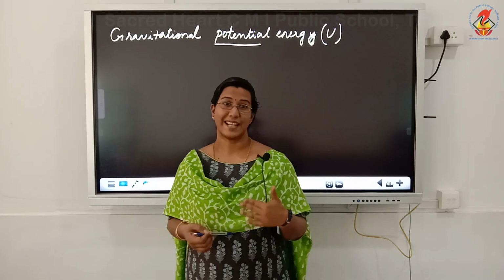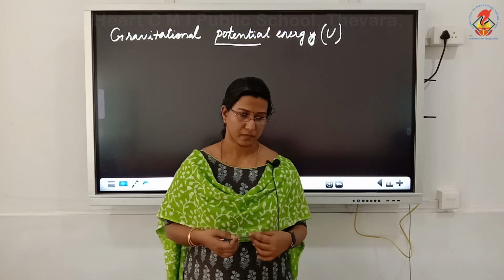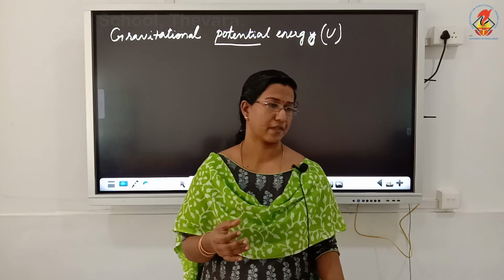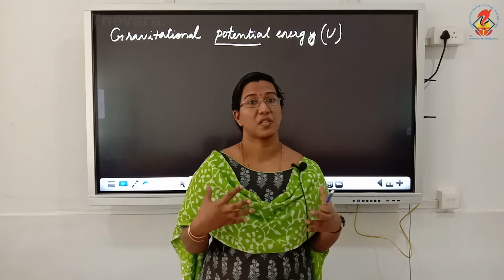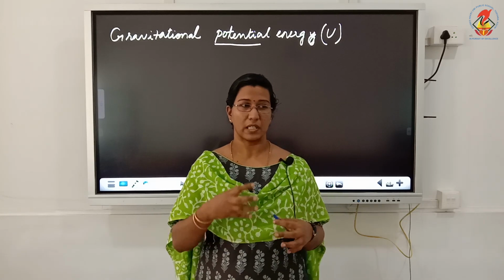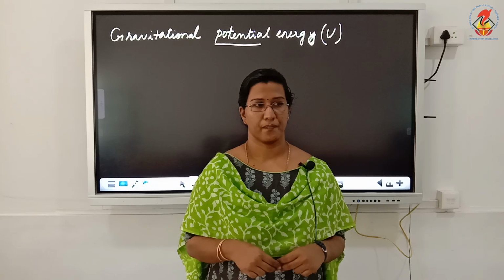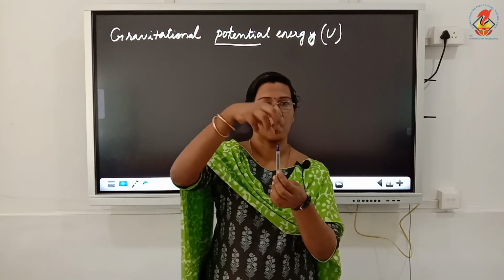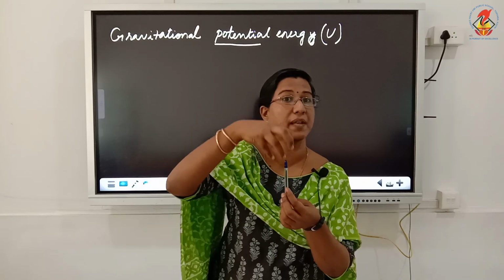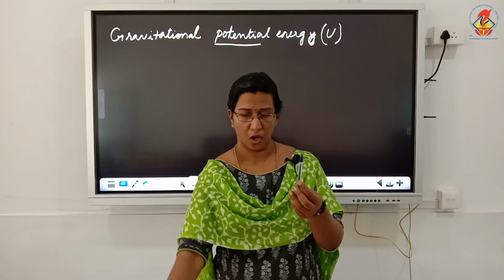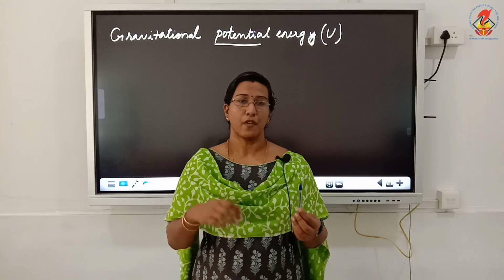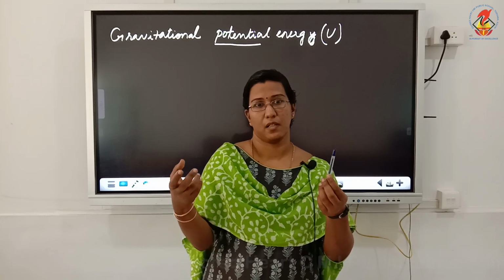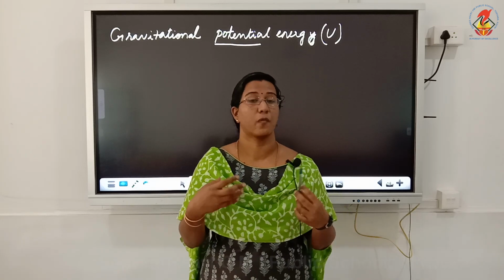So what is gravitational potential energy? Now if there are two objects placed at a particular distance, definitely there will be a force of attraction between them, so it possesses a kind of potential energy. If you take an object, it has a region around it where the force of attraction can be experienced, and I have kept another object close to it. Now if I want to take this object away from the gravitational field of the first object, I have to do some work.